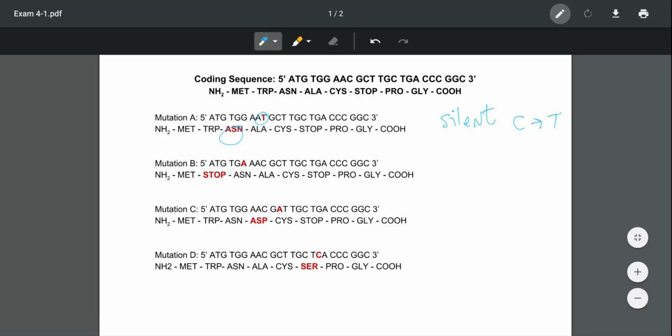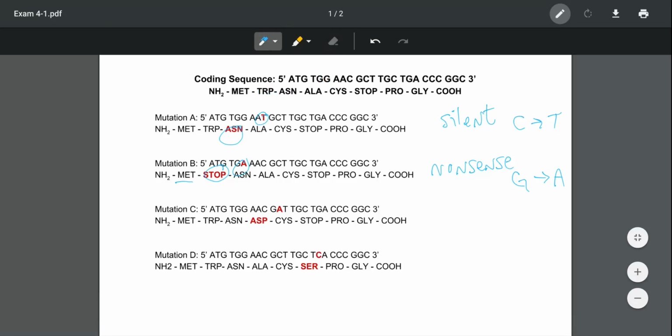Moving on to mutation B, we notice that we go from guanine to adenine. And guanine to adenine is what we're going to call a transition mutation. And looking at our amino acid, we go from tryptophan to a stop codon. So originally our sequence was 5 amino acids long, and now it's just 1 amino acid long, which means that this is going to code for a non-functional protein. And in terms of our train, the caboose came early, and it's going to be too short to be a functional train. It doesn't make sense. So this is what we're going to call a nonsense point mutation.